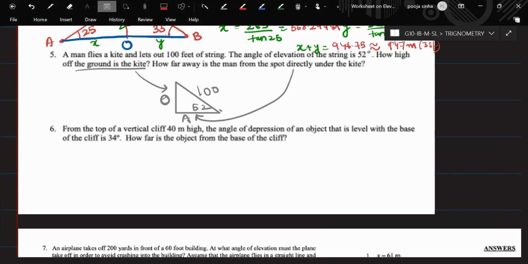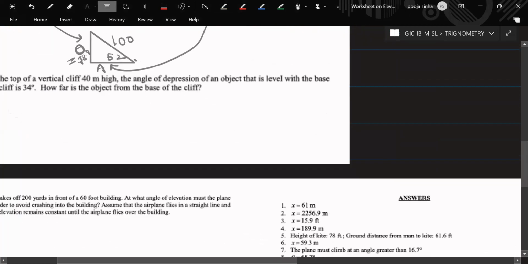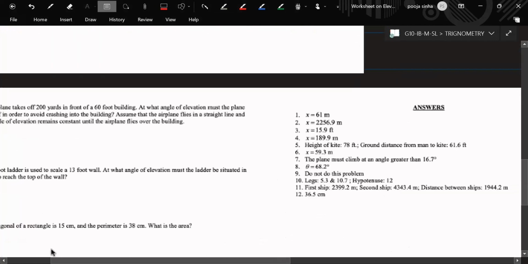Can you give me the answer for opposite? How much did you say? Opposite is 78.8. Okay. And I'm just doing adjacent. Adjacent is.